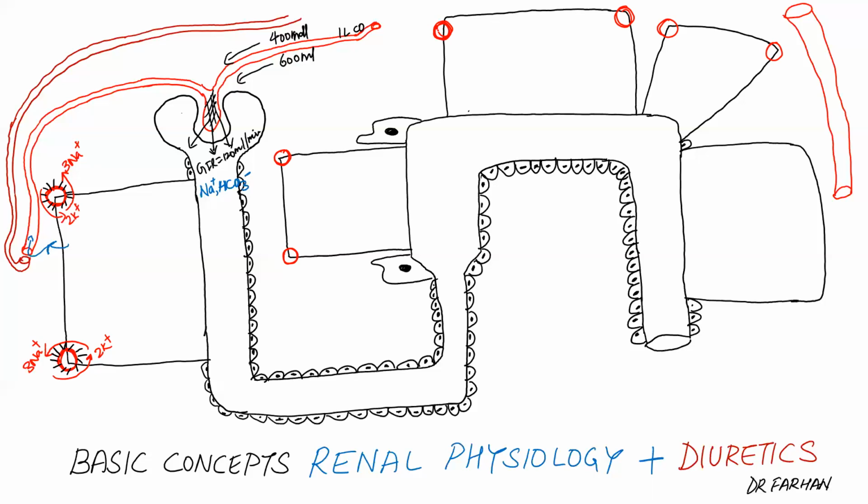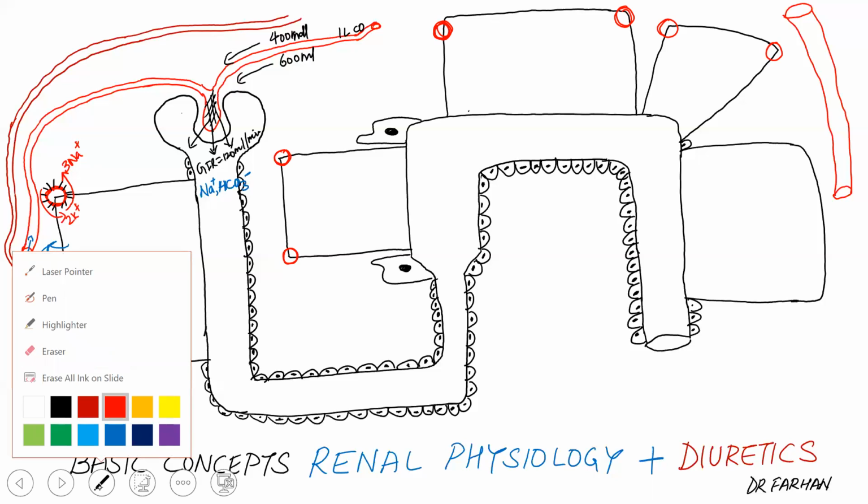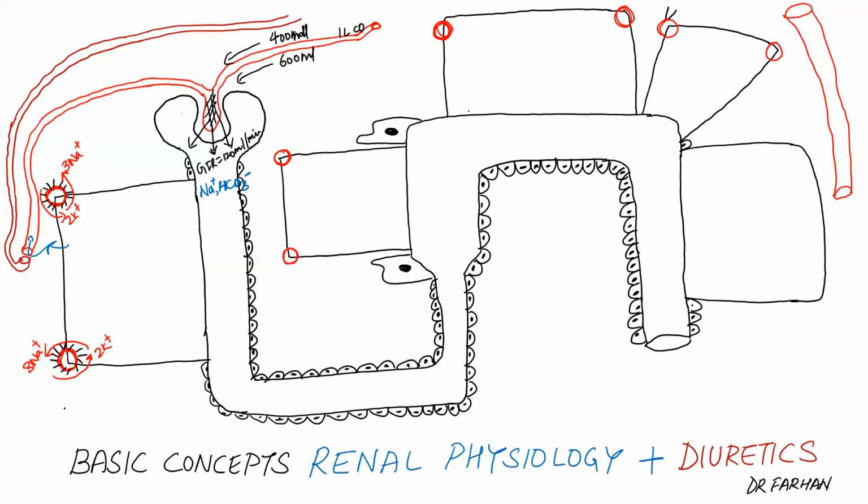Right. So these red things that I have drawn are your sodium potassium ATPase pumps that will kick 3 sodium out and take in 2 potassium. When we discuss the different diuretics, we'll be marking them as we go on. For now, we just put up the sodium potassium ATPase pumps.